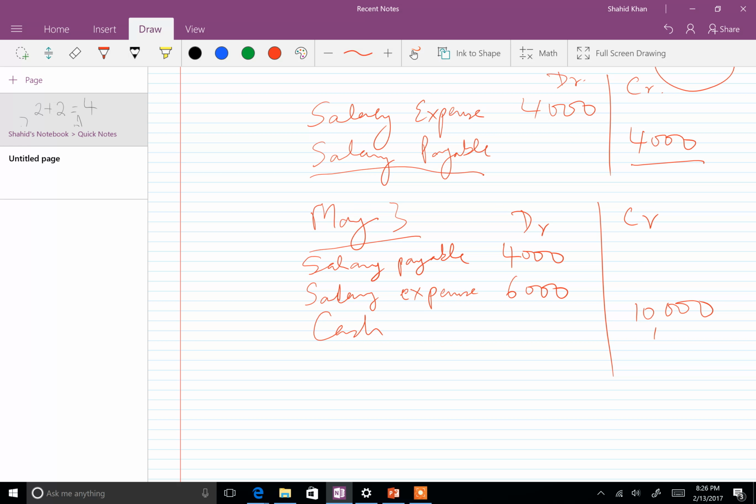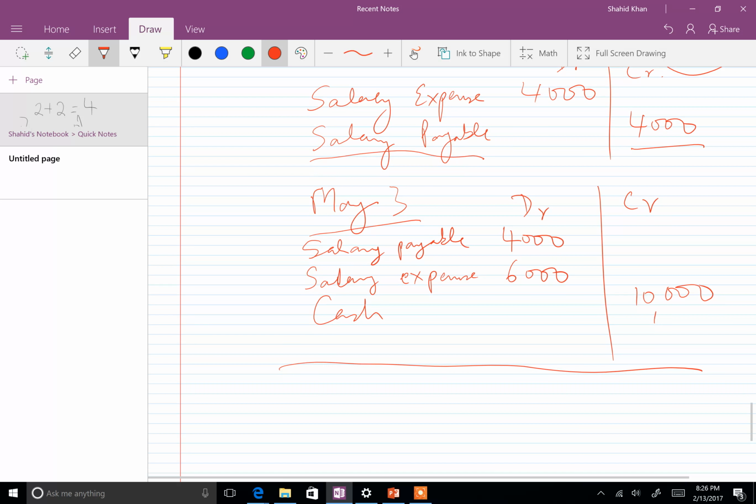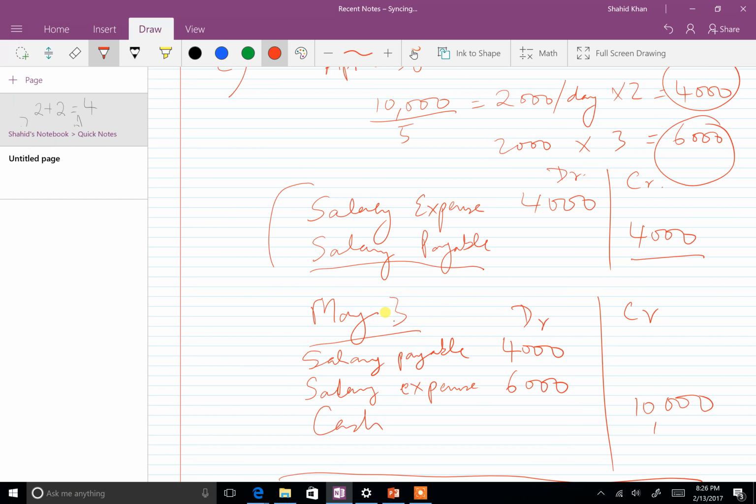So these things are called adjusting entries, so that the expenses that you have incurred for the month, you take care of that entry in that month. Okay, so you have to do an entry. This is what you were trying to do, adjusting, for the month of April.